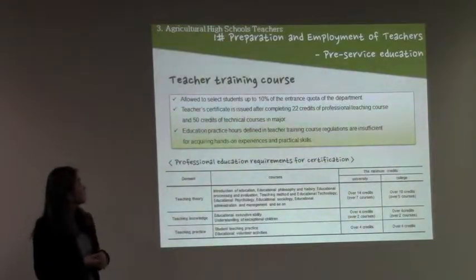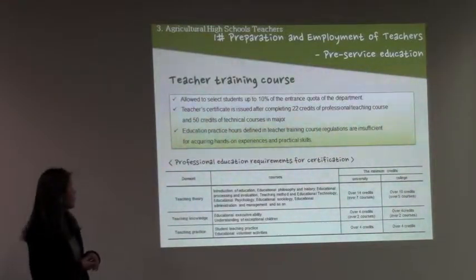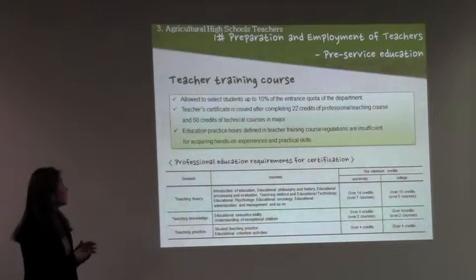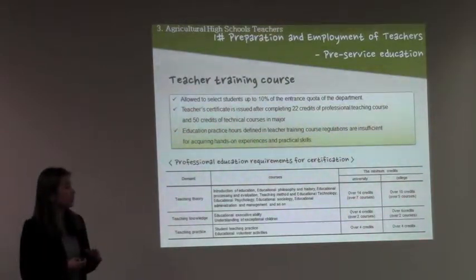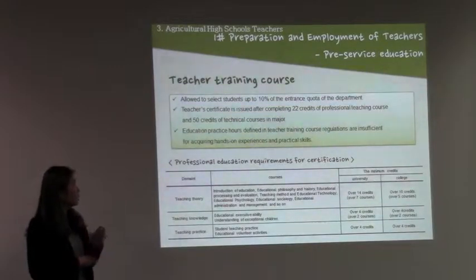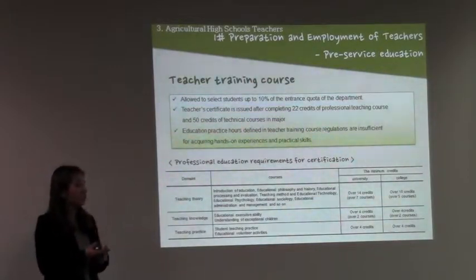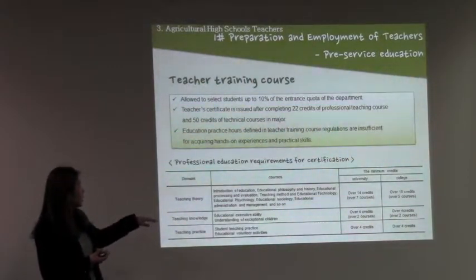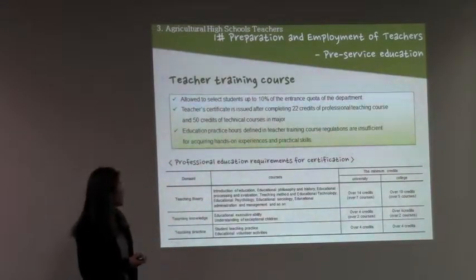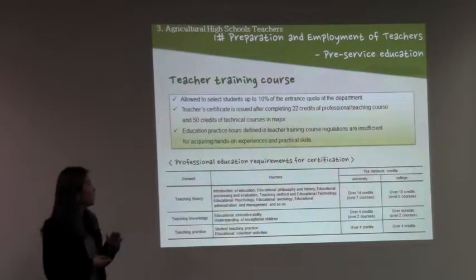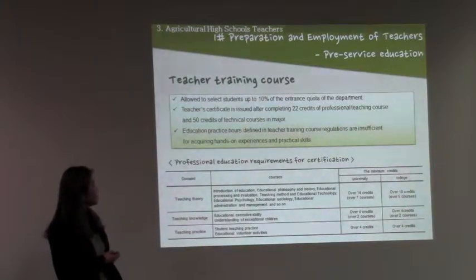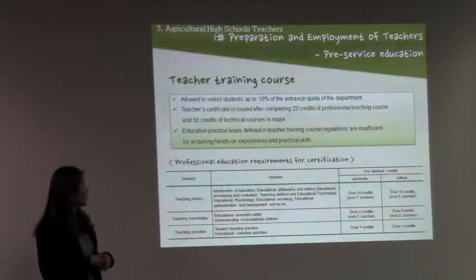The next one is the teacher training course. It allows selecting students up to 10% of those interested, and the teacher certificate is issued after completing 22 credits, including those courses. The education practice hours defined in the teacher training course regulation are insufficient for acquiring hands-on experience and practical skills.